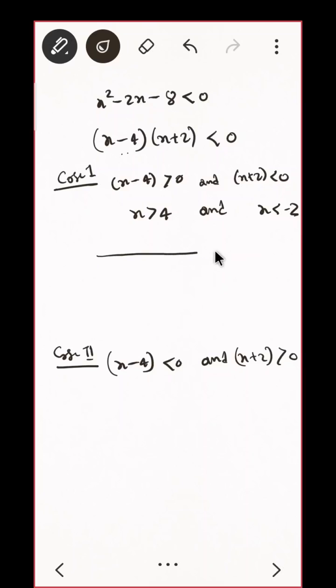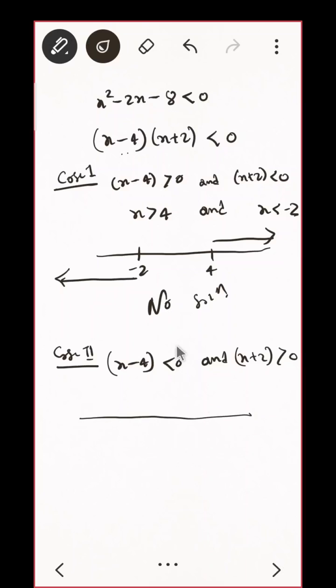Let us plot. -2 will come here, 4 will come here. What is this one saying? Go here. What is this one saying? Go here. Do I have any common region? Because there is none, so intersection, so no solution. What about this?